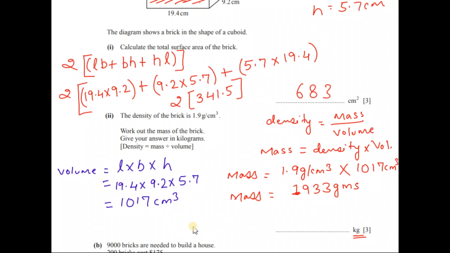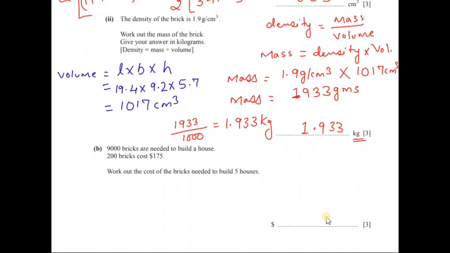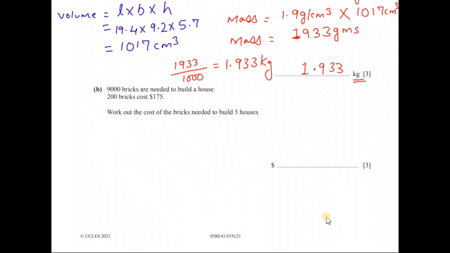Okay, and definitely the answer is supposed to be in kgs because the units are already mentioned in the question. So it's very simple to convert mass, okay, if it is in grams to kgs. So we just have to divide the mass with 1000 and we will get our answer as 1.933 kgs. Okay, and that's our final answer for this question, 1.933 kgs. So the mass of the brick is 1.933 kgs. So I think it was a pretty easy question.